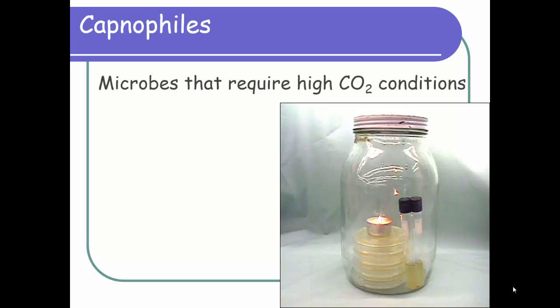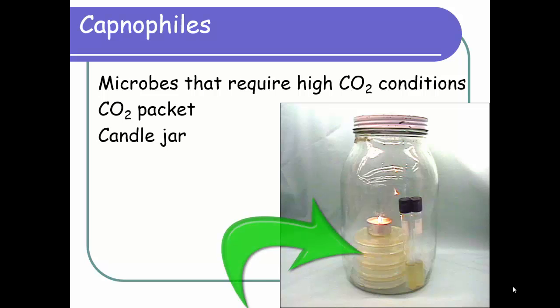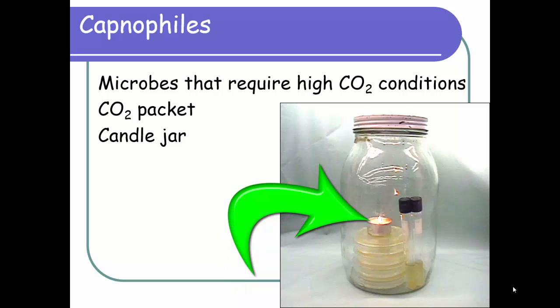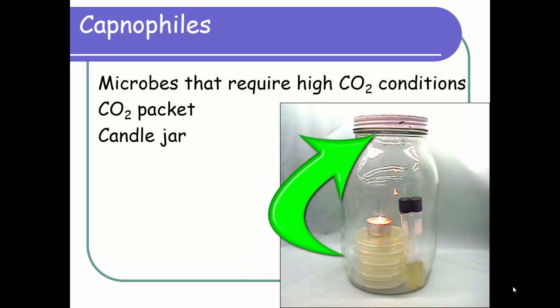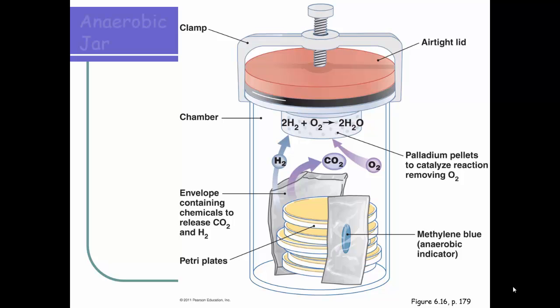Capnophiles are microbes that require high CO2 conditions, and we can use CO2 packets or a candle jar. The candle jar, we put the inoculated media into this jar, put a candle in, light the candle, seal the jar. What happens to the candle? And how does this create an anaerobic condition?